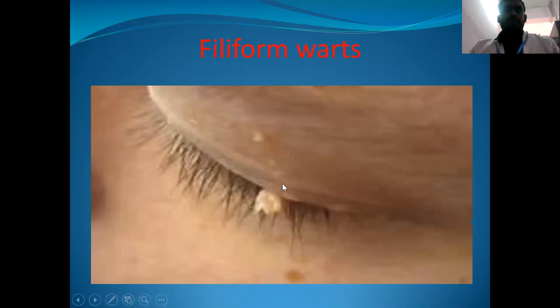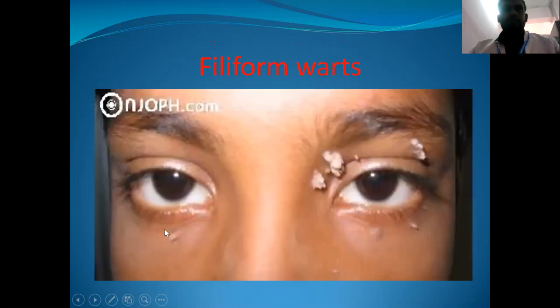So this is a case of filiform wart. Over the eye loop, we can see that there is a finger-like projection growing outward from the skin surface. So this is a filiform wart. Here we can see multiple filiform warts. There are pointed finger-like projections coming from the surface of the skin to the exterior.